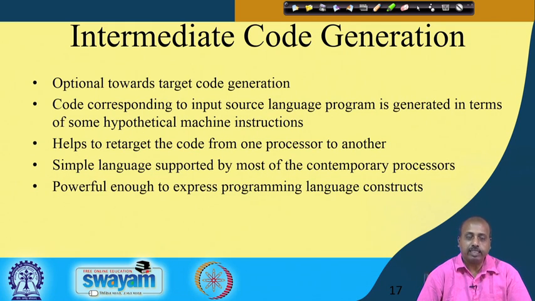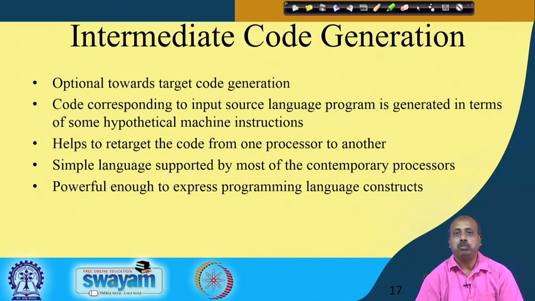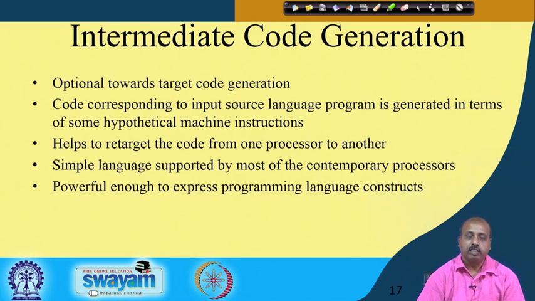What helps us by having this intermediary code generation is that it helps to retarget the code from one processor to another. Suppose I have designed a compiler which is targeted to the Intel x86 architecture. We know that x86 has an instruction set, so we can generate code targeting that x86 processor. Tomorrow, if I want to generate code for some DEC Alpha machine with the same compiler, that will not be possible, because the same code will not run there.